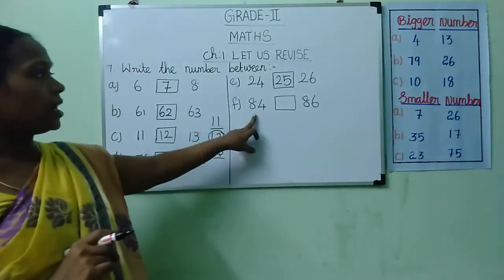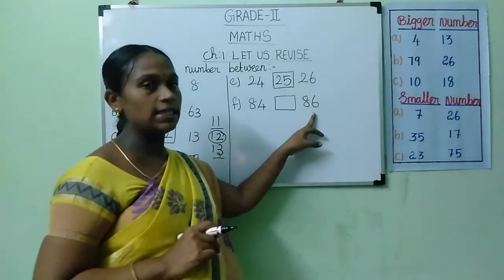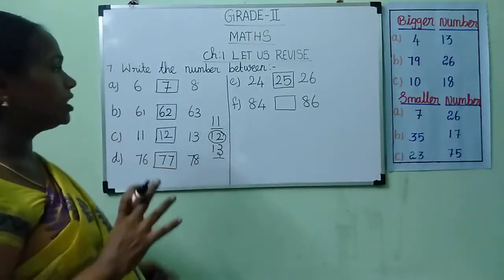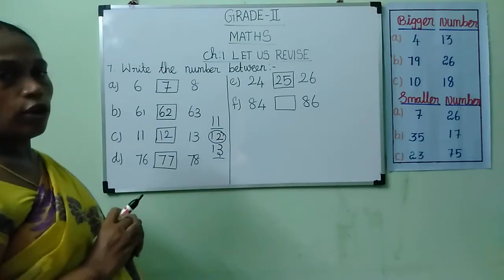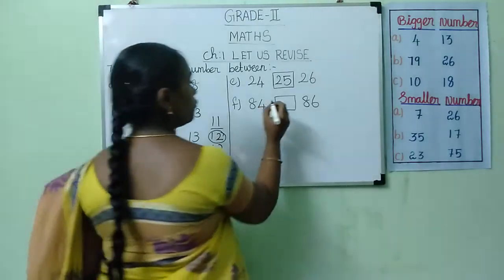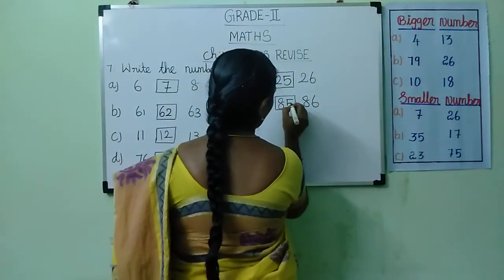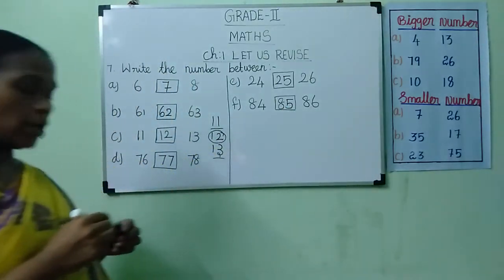The next one, 84 and 86. Which number comes between 84 and 86? 84 after? Yes, 85. 85. Are you clear, children?